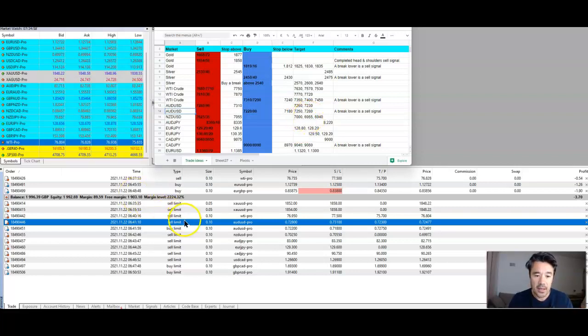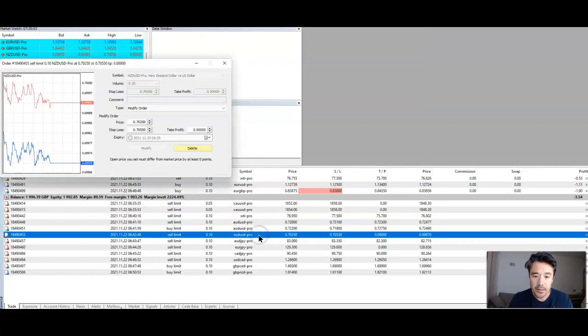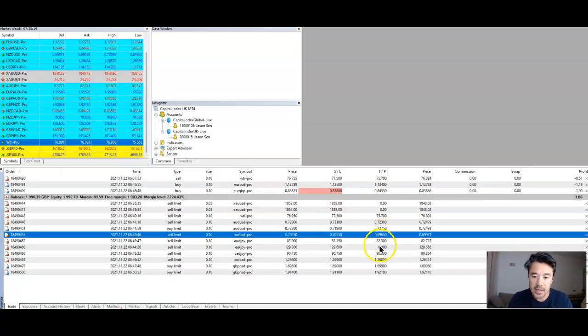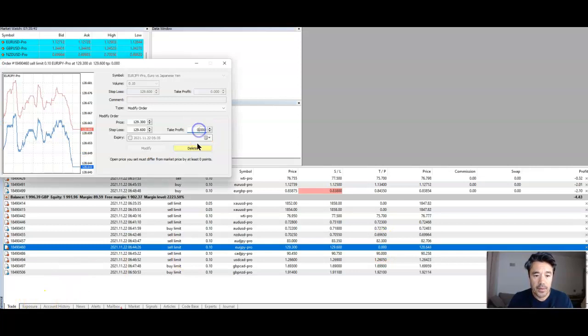So I will actually go into my New Zealand order, and I'm going to put in my take profit at 69.65. There we go. Modify the order. Now I have my target price already set. So I need to do that with a couple of the other orders here. I've missed out putting my target price in the euro yen. I'm going to put that in at 128.60. So this would give me a potential loss of 30 pips, but a potential profit of 100 pips.